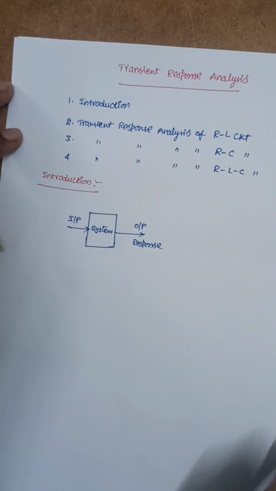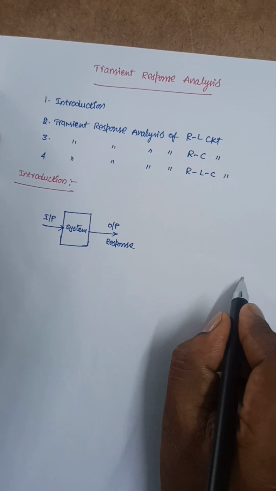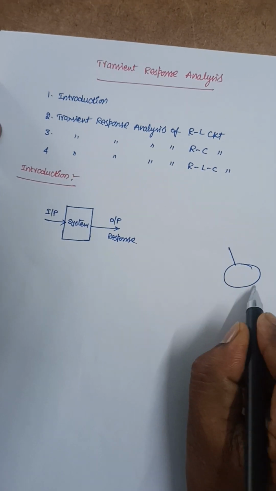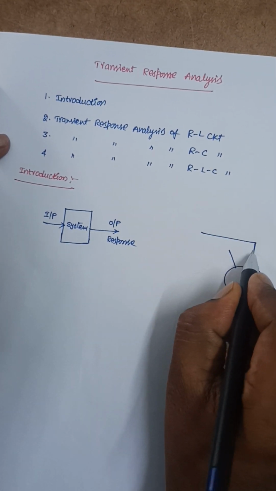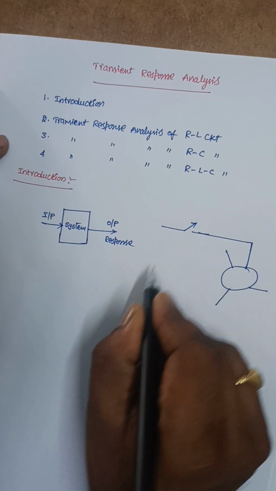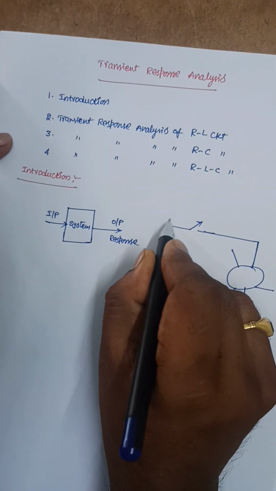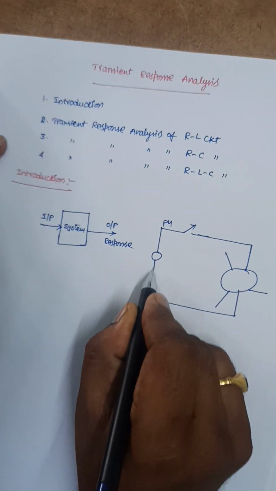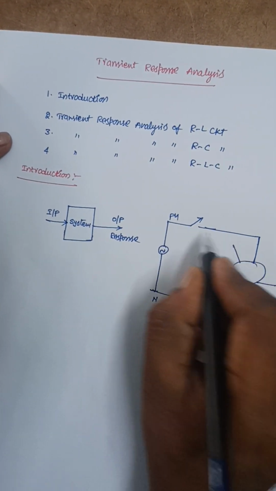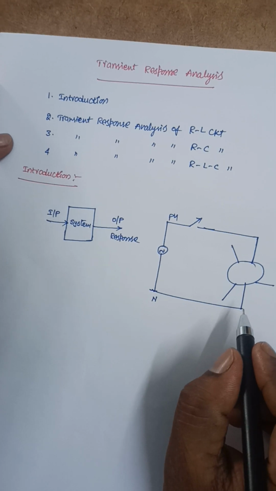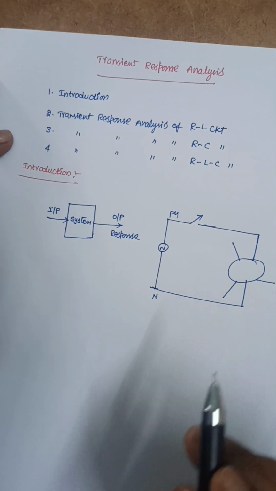Let me explain with an example of a fan. See here, this is a fan, which is connected with an electrical supply through a switch. So this is the phase and neutral. This is the phase, this is the neutral. This is an AC input, and this is the switch. These are the wires that connect this electrical voltage to the fan.